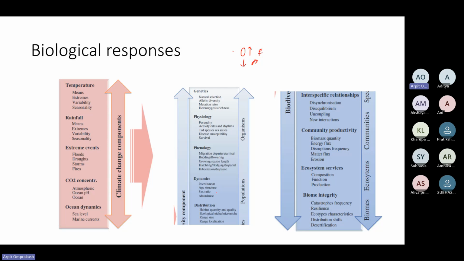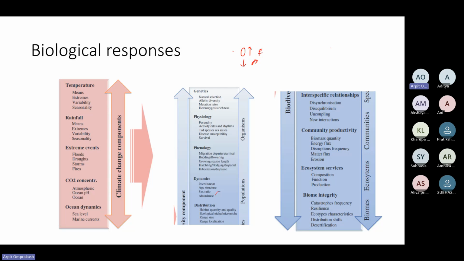Then the sex ratio will also get affected, for example, in turtles and tortoises. As I told before, temperature dependent sex determination will lead to changes in sex ratio and the abundance of organisms in different areas. Then it will also lead to changes in the distribution of organisms.